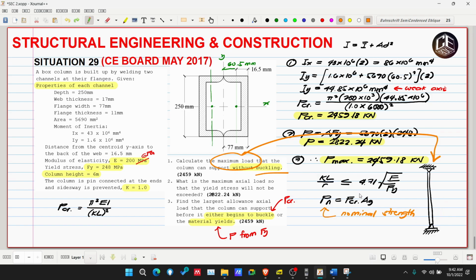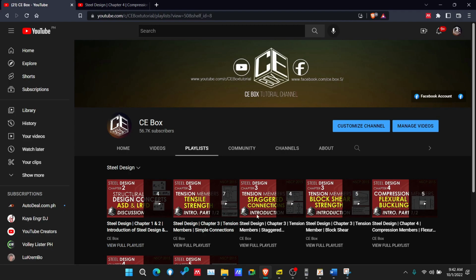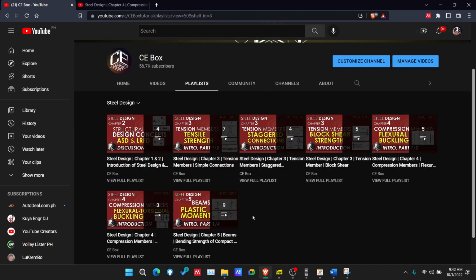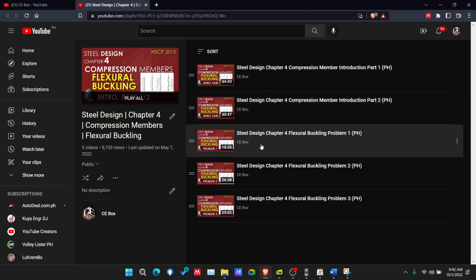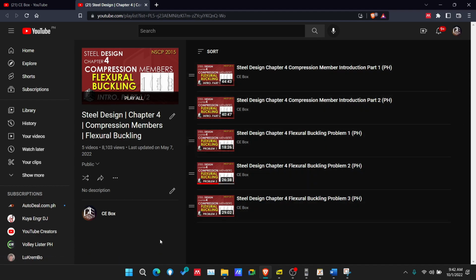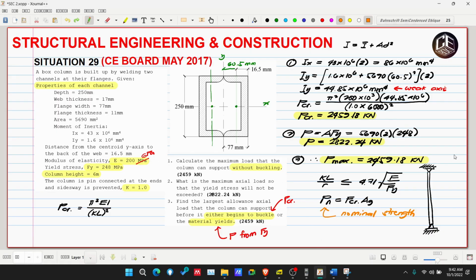So anyway, kung gusto niyo matutunan kung paano natin ma-solve yung ating nominal strength, pwede niyo i-visit yung aming playlist. Punta lamang kayo sa steel design na playlist. Then punta kayo sa chapter 4, compression members, flexural buckling. So kapag in-open nyo yan, meron dyan mga introduction, tapos meron itong problems na sinolve. So dyan namin dinescuss yung effective length factor, K. Then, paano mangyari yung ating FCR? Then, yung kinocompare natin, effective slenderness ratio. Okay? So, again, this is our situation number 29 from CE Board Exam, May 2017.